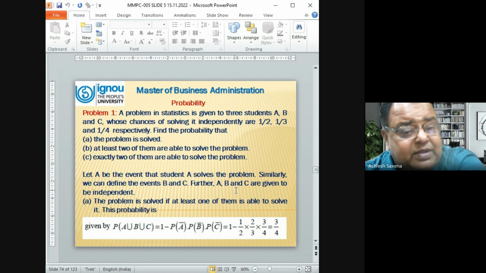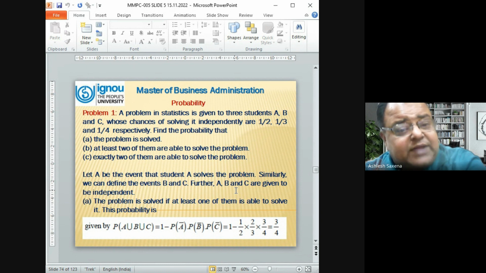What will we be doing? We will be subtracting the product of the three respective probabilities from 1. That means they won't be able to solve it. So 1 minus 1 by 2 is 1 by 2. 1 minus 1 by 3 is 2 by 3. And 1 minus 1 by 4 is 3 by 4. That means what will you do? 1 minus 1 by 2 into 2 by 3 into 3 by 4, which comes out to be 1 minus 1 by 4, which is equal to 3 by 4.